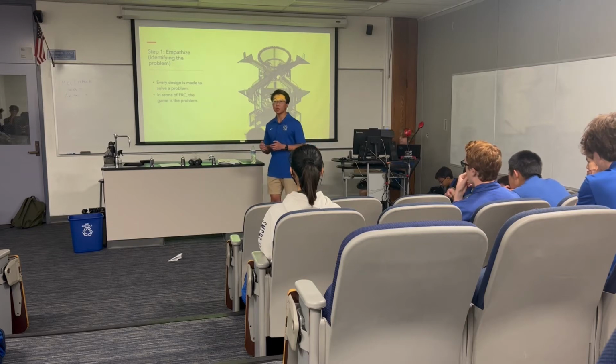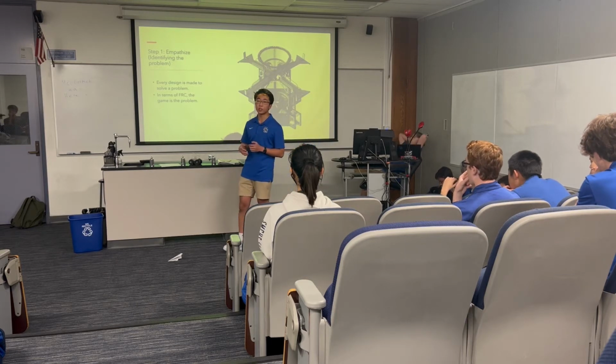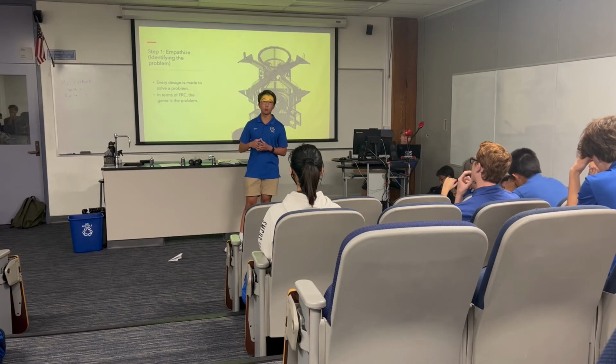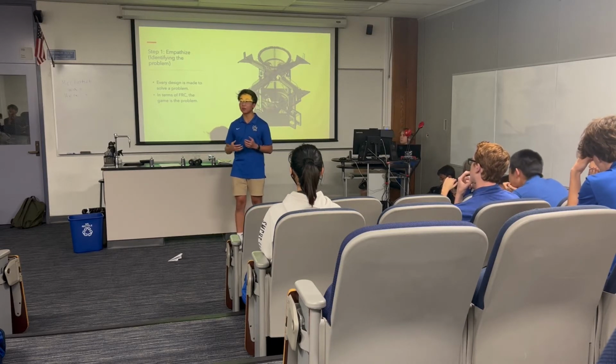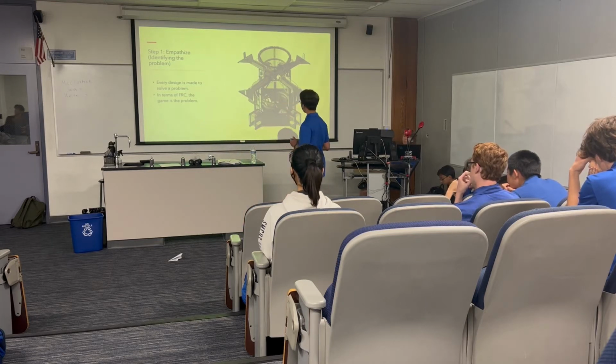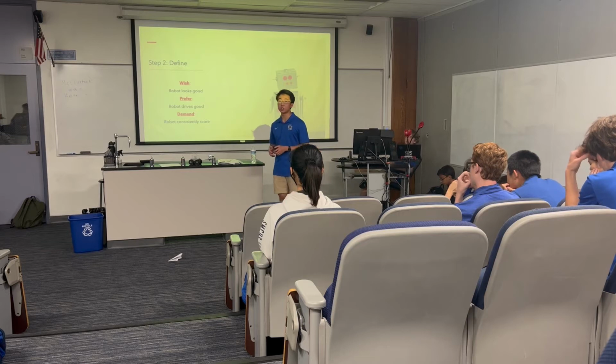So every year, we're gonna have a kickoff. That's when they announce the game of the year. We're gonna study the game, we're gonna look through the rule book, see what constraints we have. So these are all our problems that we're trying to solve. Once we have that, we can move on to step 2, which is define.